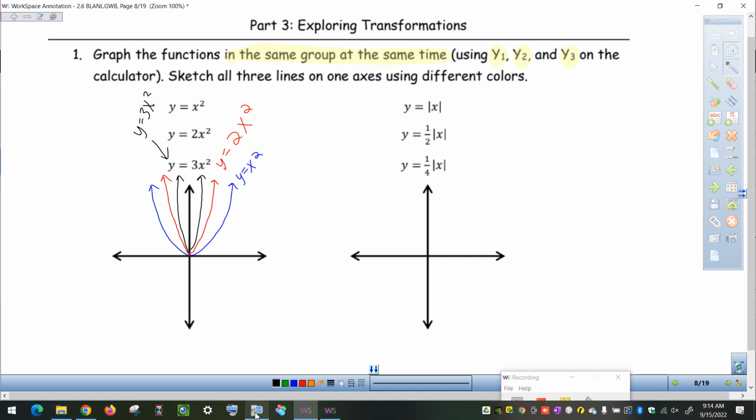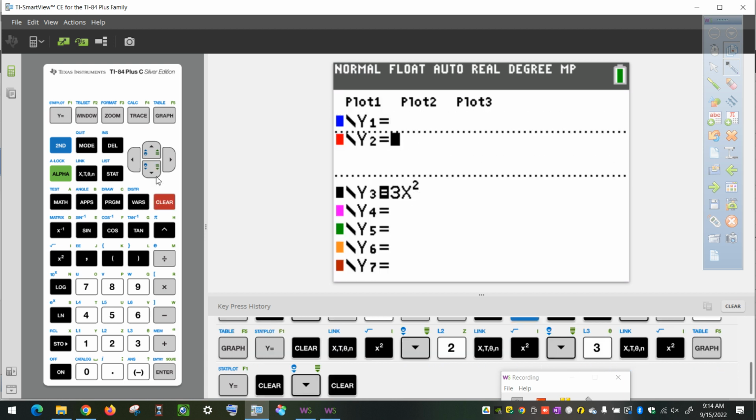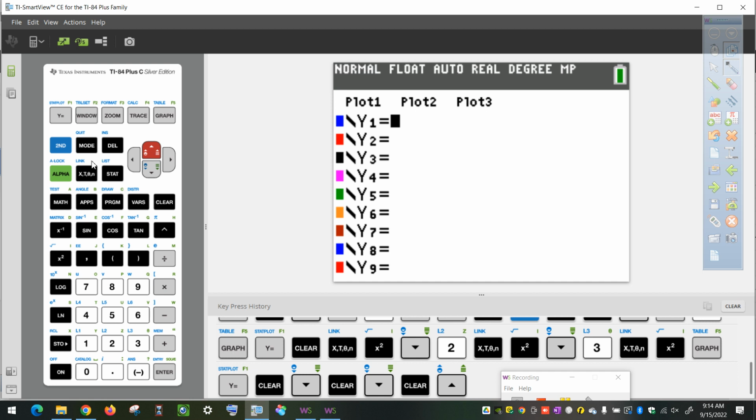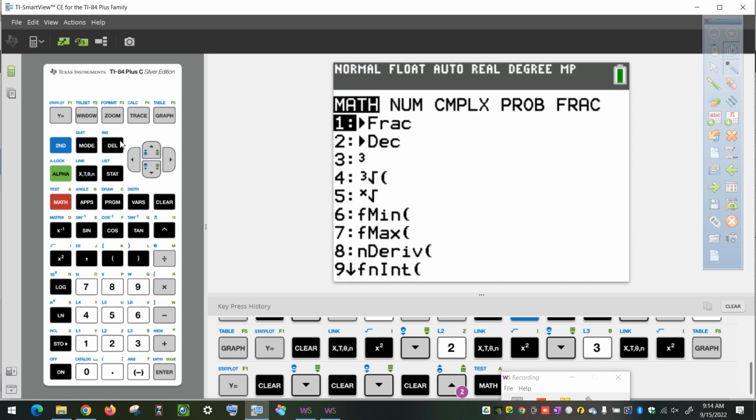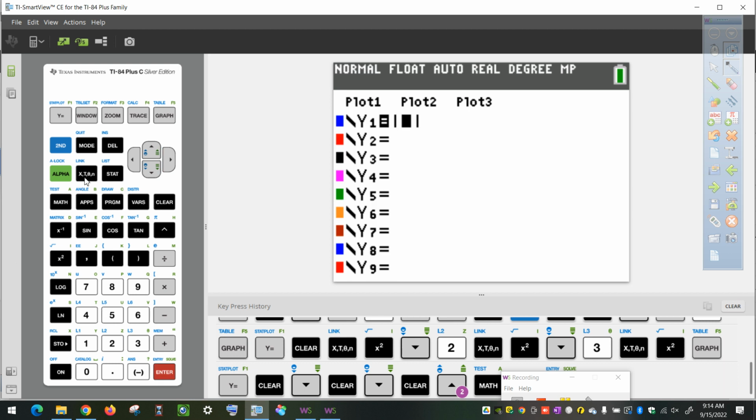So you can do this on Desmos. If you're doing it on the calculator here, that's the one I'm going to do. So with the absolute value, we just have to press that math key, go over to number to get that absolute value sign. All right, so there's the original one.